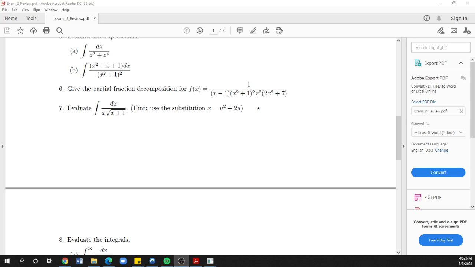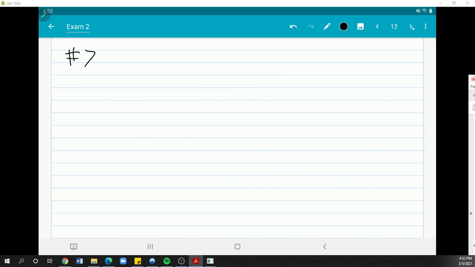All right, moving on to number 7. This one has a star next to it, so this one's a real thinker. But if you can do this one, you probably have a pretty good grasp on what's going on. Number 7, I give you that hint, so hopefully that's helpful.